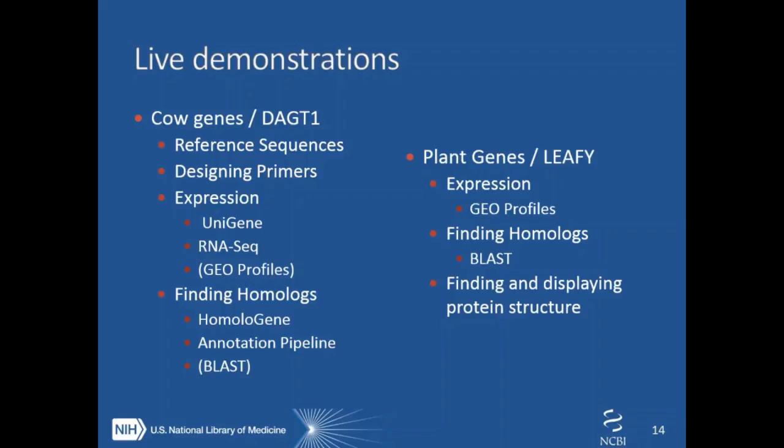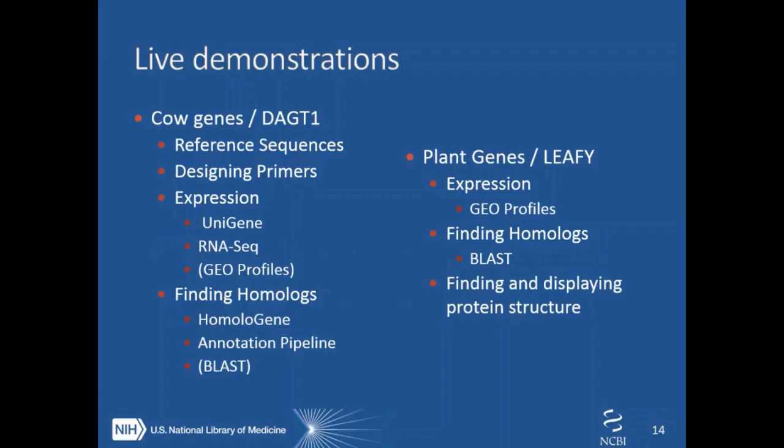I'm going to use it for an Arabidopsis gene in the second part of the demonstration that I want to do. We'll find some homologs using HomoloGene in the annotation pipeline, and of course we could do that using BLAST. Again, I'm going to save that for the plant genes. So on the second part of my demo, I'm going to look at the LEAFY gene, which is a transcription factor in Arabidopsis. And we'll use that to look at GeoProfiles. We'll also find homologs using BLAST. And finally, we'll display a structure of that particular protein product.